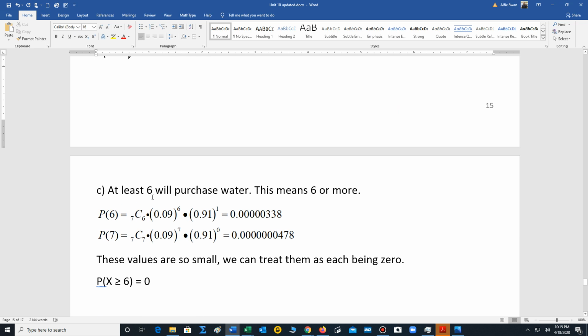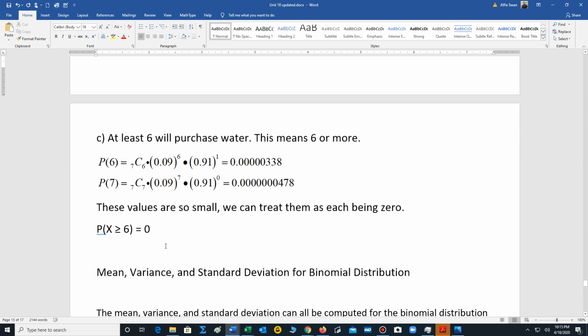And then finally it says at least 6 will purchase the water. This means 6 or more. So now we want 6 out of the 7 people to purchase the water or more. So we're going to add 6 and 7 to get our answer. So 7C6 times 0.09 to the 6 times 0.91 to the 1. Well, that's a very small number. If we look at the probability that 7 will purchase water, that's even smaller. We typically round to the third or fourth decimal place, so these can just be treated as 0. So the probability that at least 6 will purchase water is basically 0. It's not really 0, but if we round it to 4 decimal places, it is 0.